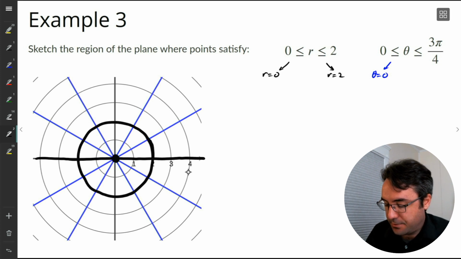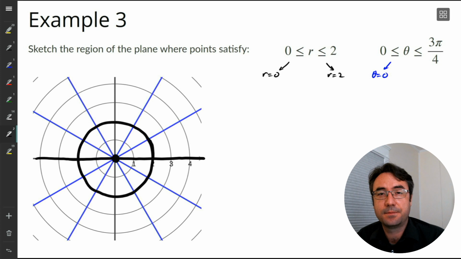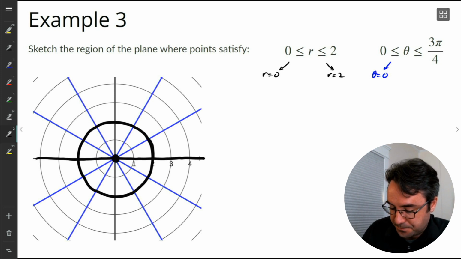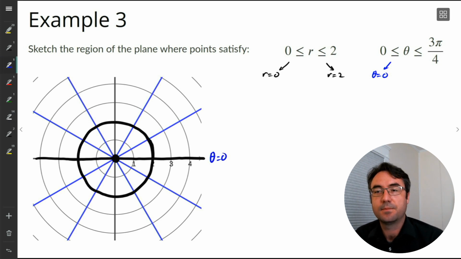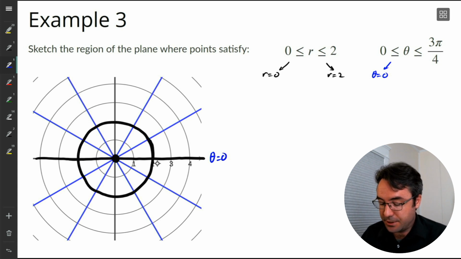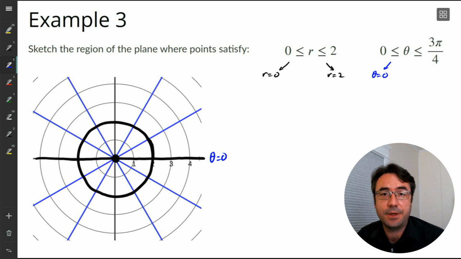Well, that's a line through the origin. That's where theta is equal to 0. So we just identify theta equals 0, right? And then it's just a line through the origin.